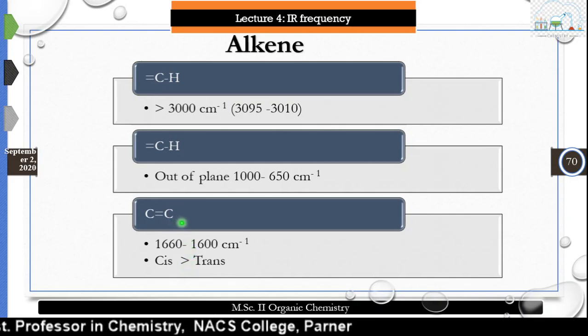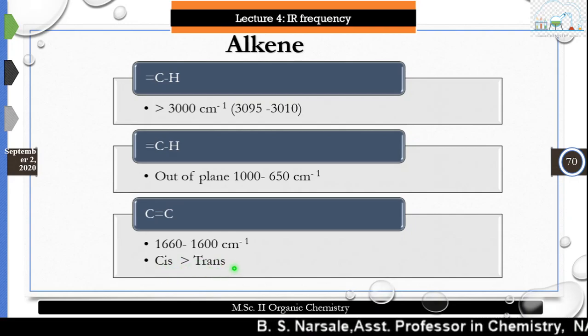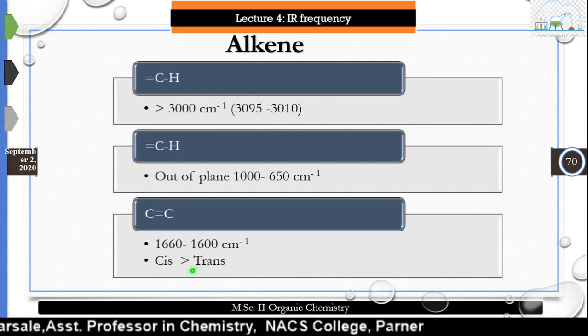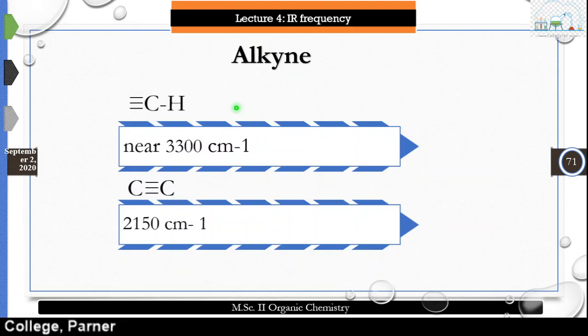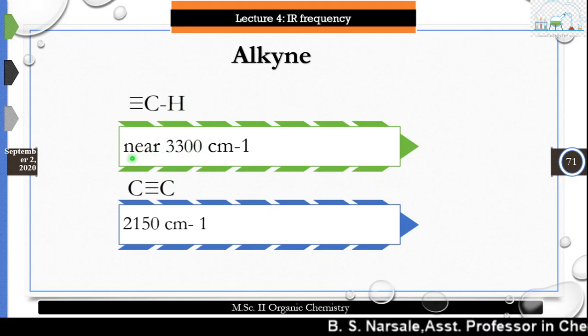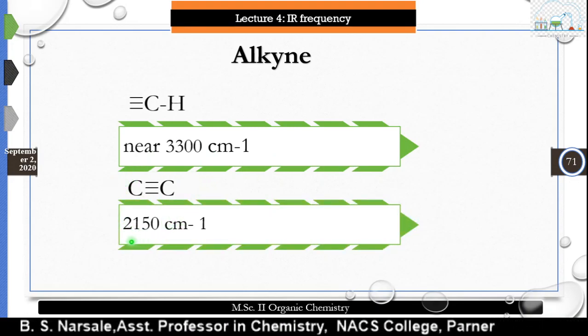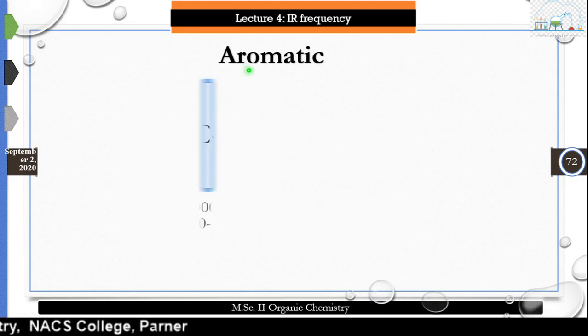Always remember, a symmetric molecule does not show IR absorption. Some molecules have cis and trans geometries, and in the trans geometry the dipole moment will be cancelled, so it has less absorption as compared to the cis. Then in the alkyne molecule, the terminal triple bond C-H is observed nearly at 3300 centimeter inverse, while the carbon-carbon triple bond is observed at 2150 centimeter inverse.